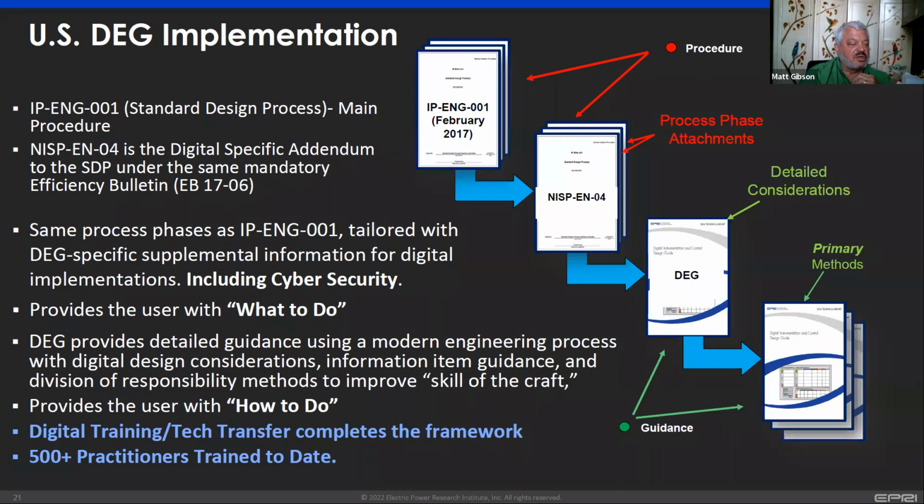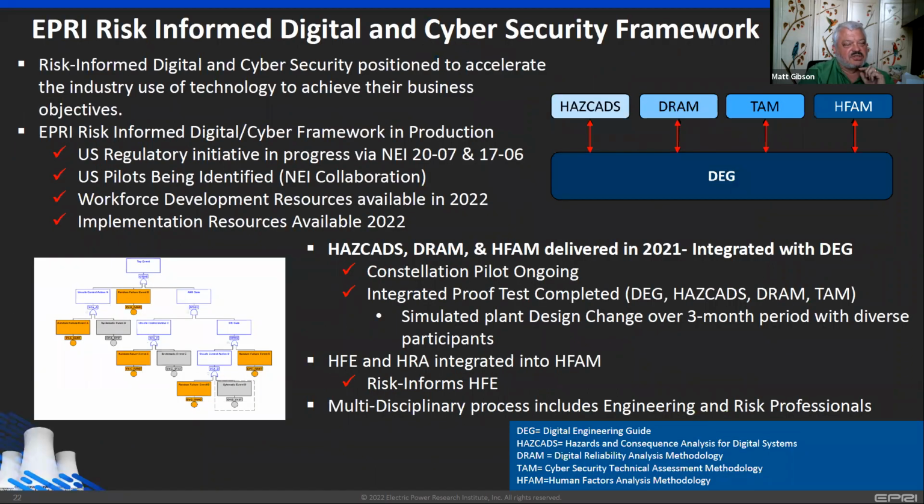We've trained 500-plus practitioners to date on the process. So, everybody cross your fingers. We should wish everybody luck on that. This is probably the all-in-one slide. You can see the DEG, HASCAS, DRAM, those things, key elements. But what to take home here, I think, is that NEI has chosen to use this framework to go forward with proposals via NEI 20-07, NEI 17-06 that implement these ideas.